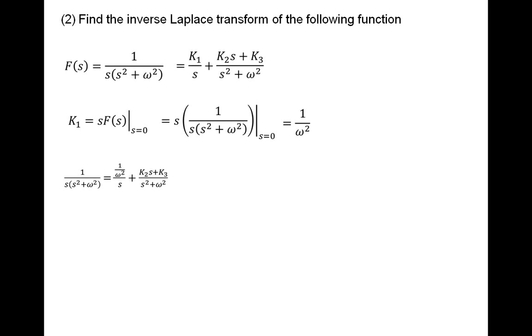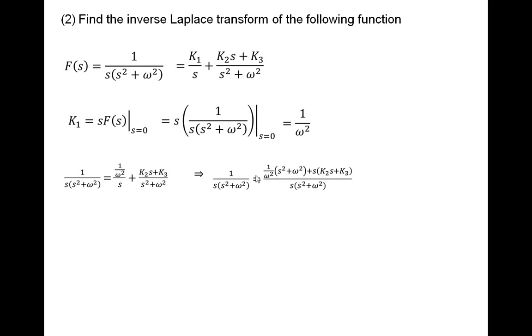In this approach, first I substitute the value of k1 in this fraction, and for calculating k2 and k3, I get a common denominator for these two fractions. So by adding these two fractions with a common denominator, I have this relation. But the point is that the fraction on the right side and the left side fraction should be the same. Since the denominators are the same, the numerators should be the same as well.